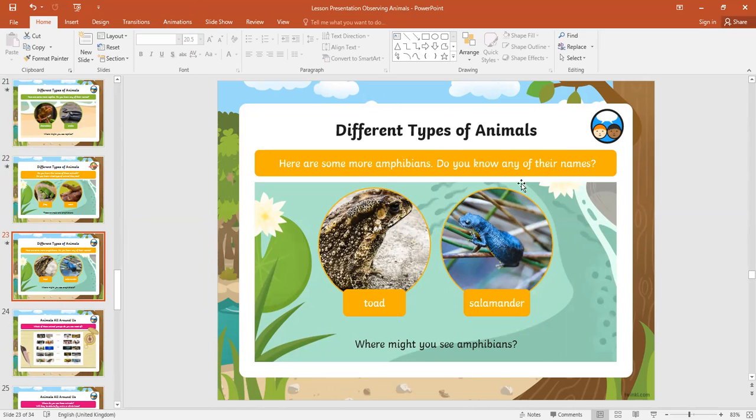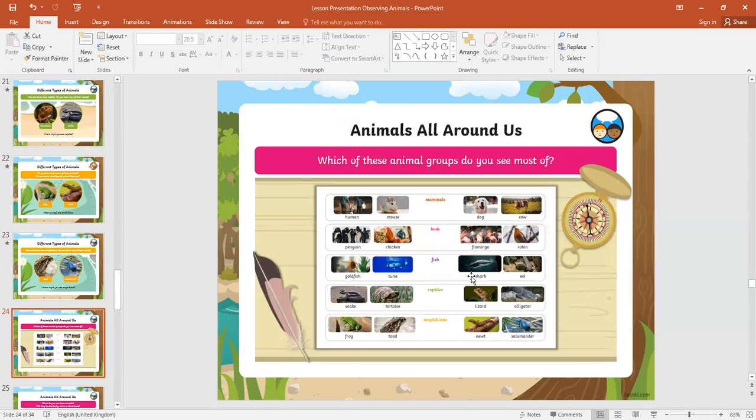Do you know any of the names? This is a toad, and this is a salamander. Where do you think you might see amphibians? Have a little think and chat with someone in your house.